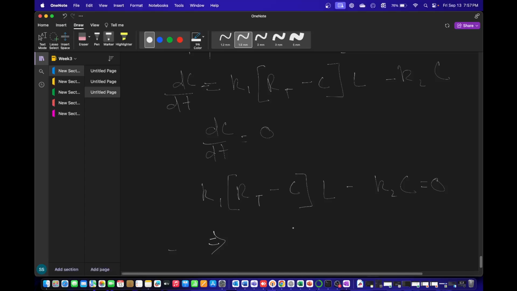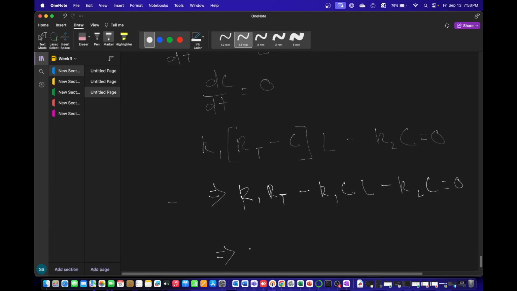If you take k1 RT minus k1 CL minus k2C equal to 0. Now you take C on one side, C into k1 L plus k2, both of them on the same side, equal to k1 RT.